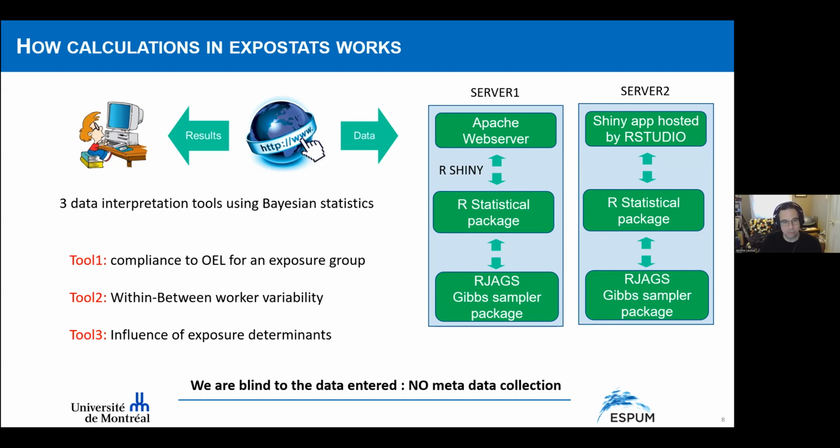And one thing that might be useful to note is that we are entirely blind to the data that is entered on the app website. So we collect absolutely no metadata. The only thing that we know, as I told you before, is for how long the servers had the applications active every month. So I know, for example, every month that tool 1 was active for 350 hours. That's the only information I get. So if you have worries about confidentiality, there's no issue there.